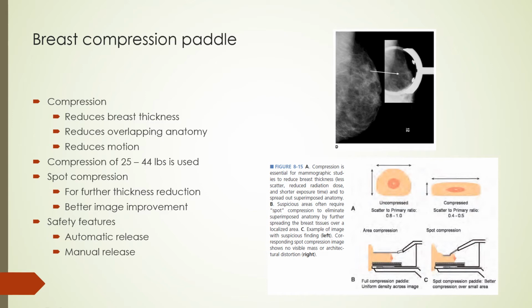In some situations, spot compression is used for further thickness reduction and to focus on a smaller area of the breast needing more attention for improved contrast and reduced anatomic overlap. Compression paddles are driven by automatic foot pedals, but there is also a capability of finer manual adjustments. A safety feature allows the compression paddle to be automatically released following an exposure, or it can be released by pushing a button. The top image shows a spot compression image. The bottom figure shows illustrations of breast compression.